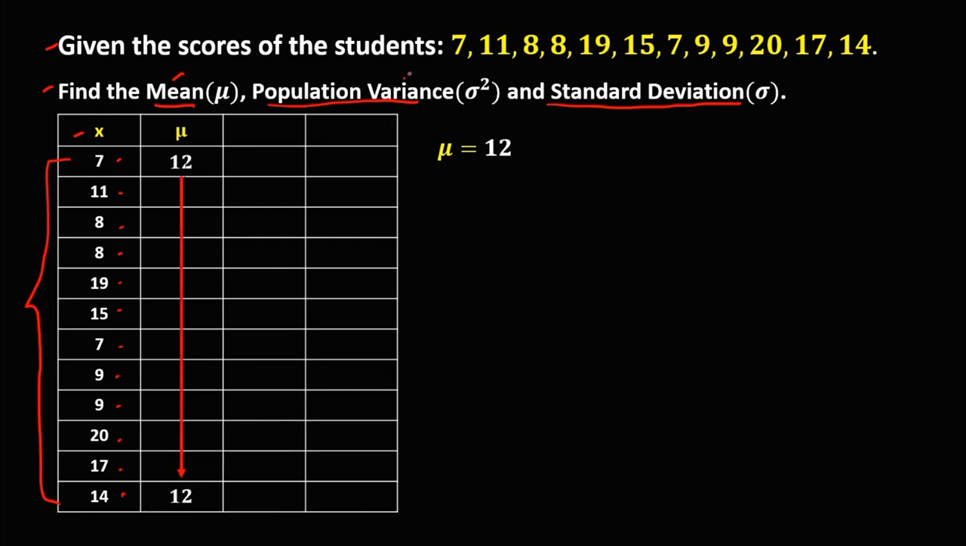Then to solve for the population variance, using this formula, that's over n. For the sample variance, this one is n minus 1. But since we're looking for the population variance, the formula is over n. Since in the formula we have x minus the mean, we need to first find the value for x minus the mean.